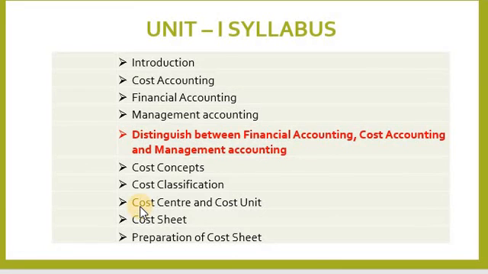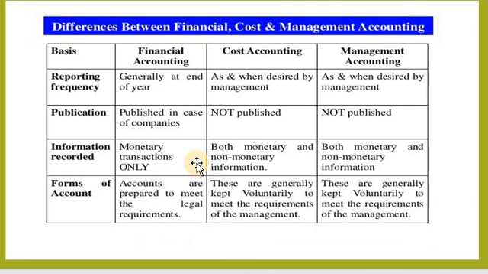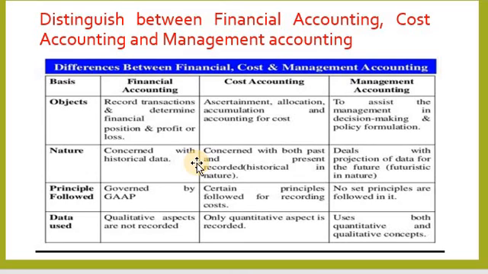Let's go now. What are the differences between the three aspects? Here I have to distinguish mainly based on eight aspects. That means how to distinguish among all these accounting branches mainly based on eight bases. The first one is objective.